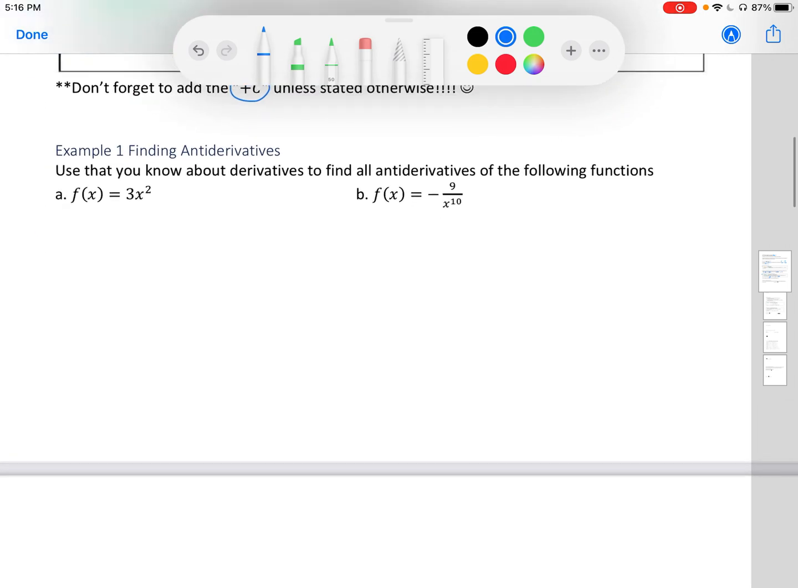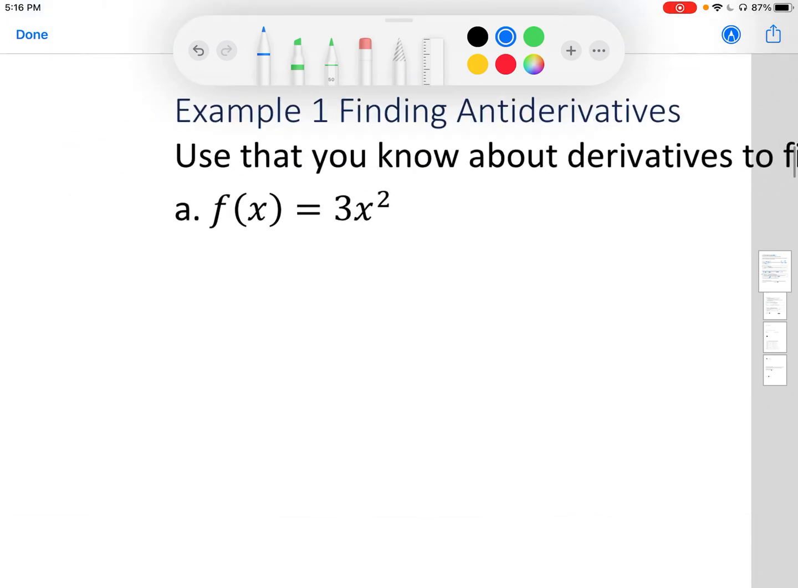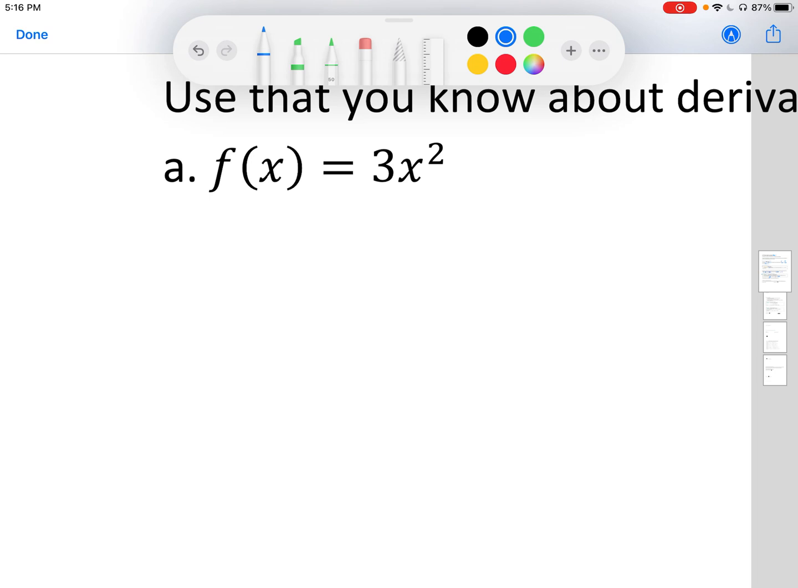So let's talk about antiderivatives. Let's do an example. Use what you know about derivatives to find all the antiderivatives of the following function. All right, so here we have our first example, f of x equals 3x squared. What we know about derivatives, for example, is the power rule, right? So let's do some examples. Say I had 2x to the fifth, now I take the derivative. We would multiply to the front, and then we subtract 1, right?